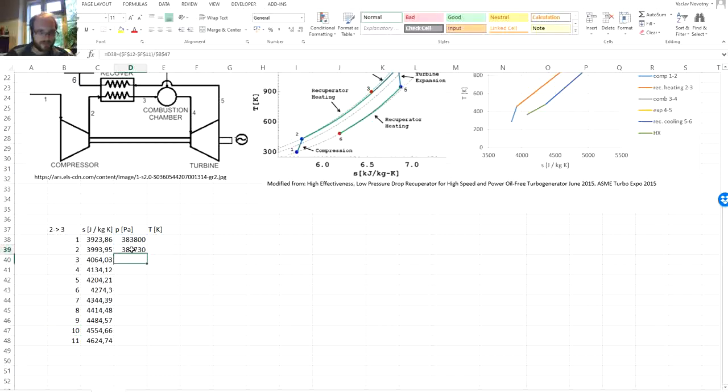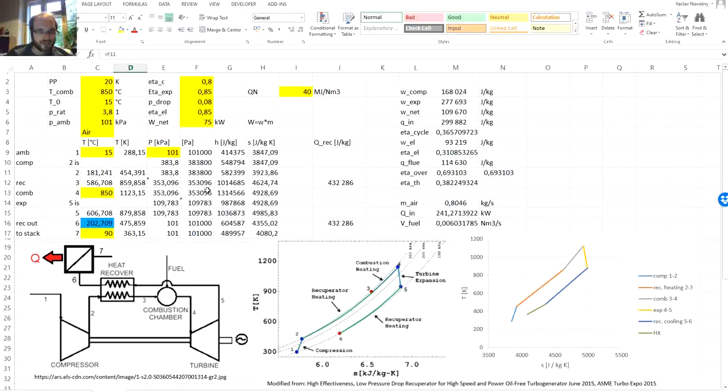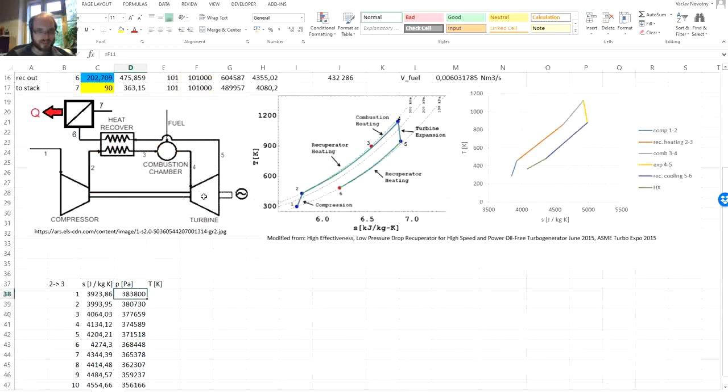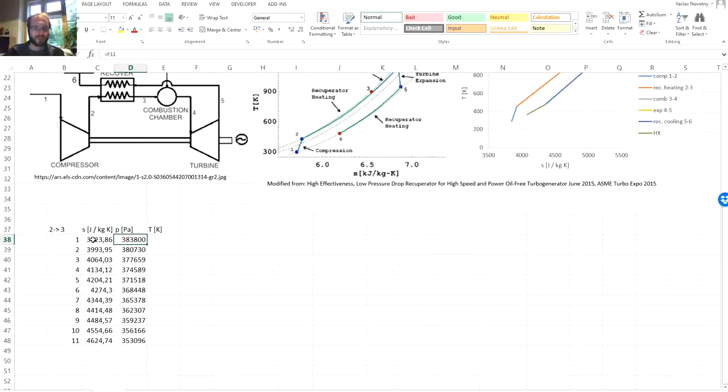So let's see, from 383 kilopascals we get to 353.096. So the entropy and the pressure are two properties that completely define the thermodynamic state, and we can use them to get the temperature.